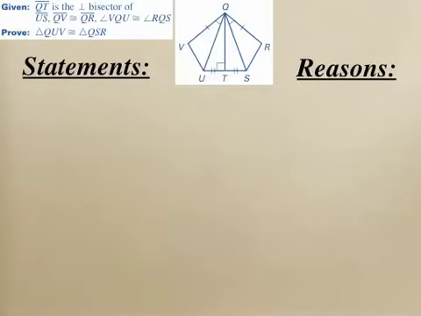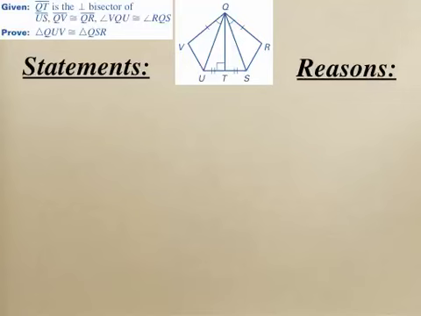This last example, we are given that segment QT is the perpendicular bisector of segment US. We're also given that segment UV is congruent to segment QR, and that angle VQU is congruent to angle RQS. We are asked to prove in this case that triangle QUV is congruent to triangle QSR. It's always easier to do these when you can draw on the diagram. So if you have this diagram in front of you, it's easier to draw what we know and kind of outline what you're trying to prove.